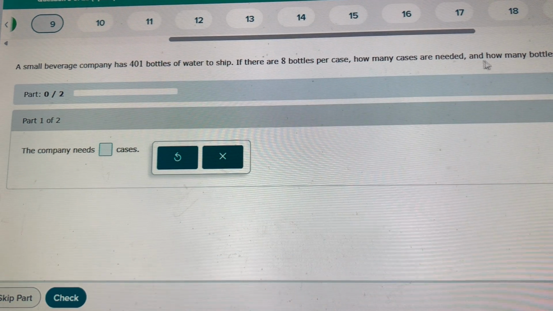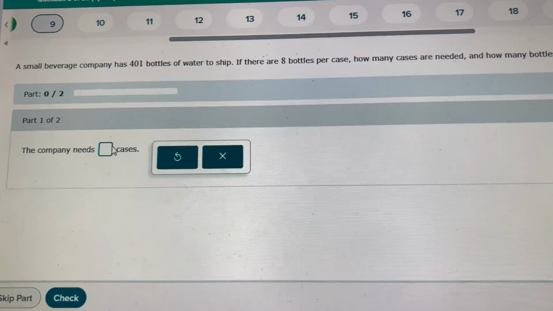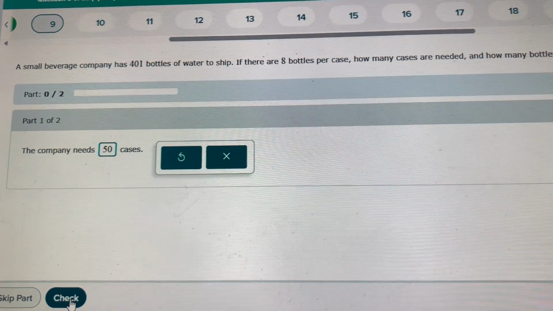How many cases are needed? How many bottles will be left over? So they need 50 cases. Those they'll be able to fill exactly.